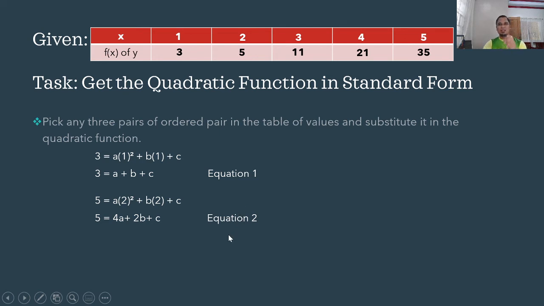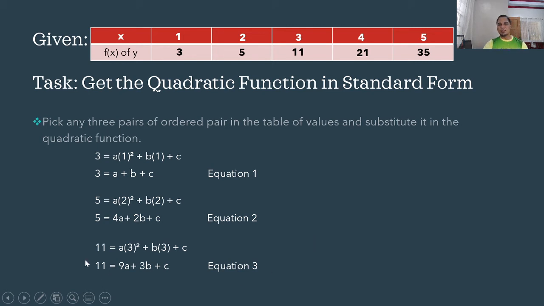I hope you're getting the gist of what we're doing right now. We will simply substitute the ordered pair into our quadratic function standard form. We will be replacing the values of y and x. So the last one, as I have told you, we will be using 3. We have here now 11 is equal to a times 3 squared plus b times 3 plus c. Simplifying this, 11 is equal to 9a plus 3b plus c. And this will be our equation number 3.